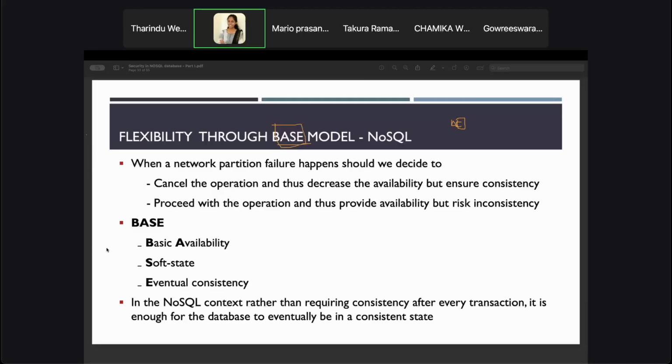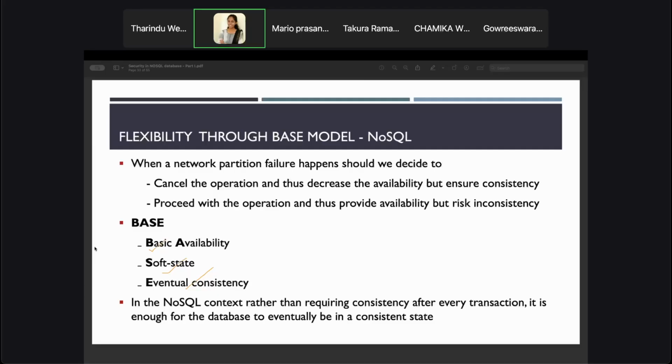What does this BASE mean? Basic availability, soft state, and eventual consistency, right? So it supports the BASE model in the sense that for NoSQL, it is okay to have eventual consistency. That means even if the latest update is not propagated to the new node, it allows the reader to read the stale value, right? It supports this eventual consistency where later, after some time, the nodes can become consistent. So we don't need that to be done immediately, like in relational databases.